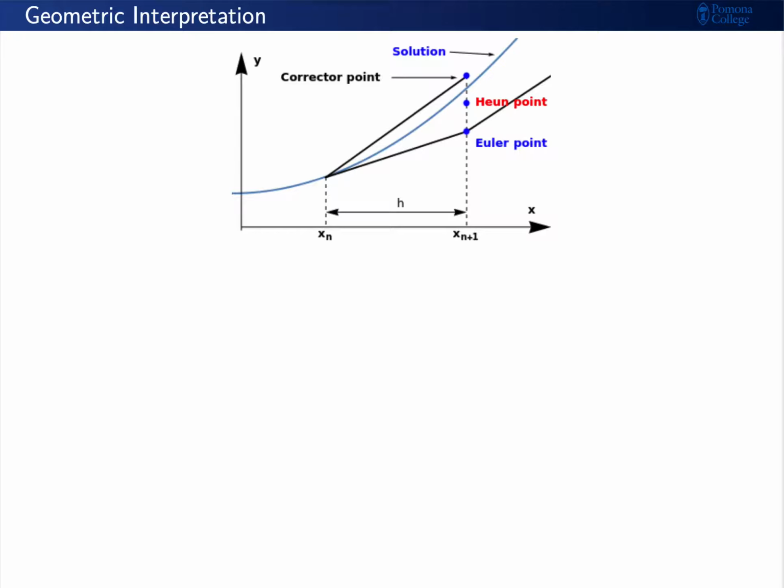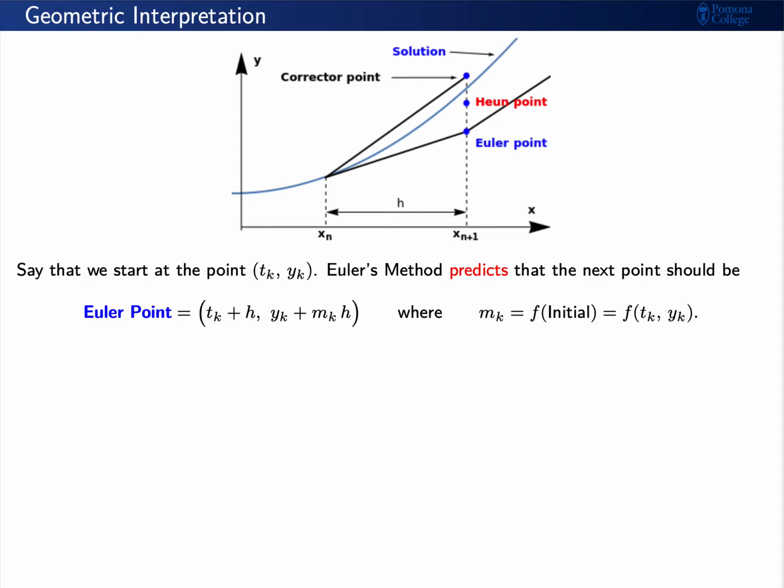Before we move forward, we'd like to give a geometric interpretation of what's actually going on here. Let's say that we'll start with the point t_k, y_k. Euler's method predicts that the next point, that is the Euler point that you see here in the diagram, will be t_k plus h, y_k plus m_k times h. Here, m_k will be the slope at our initial point, t_k, y_k.